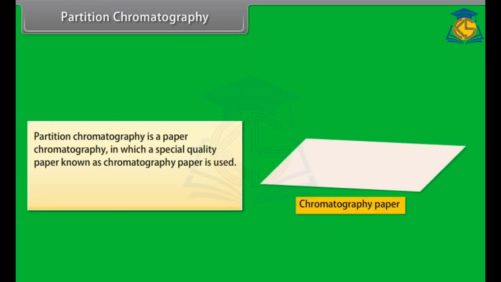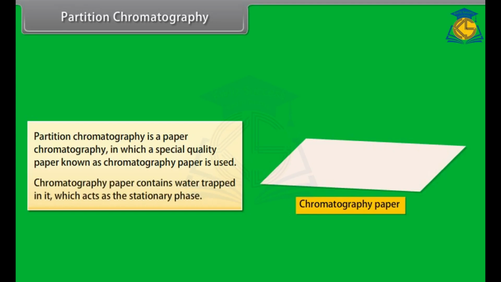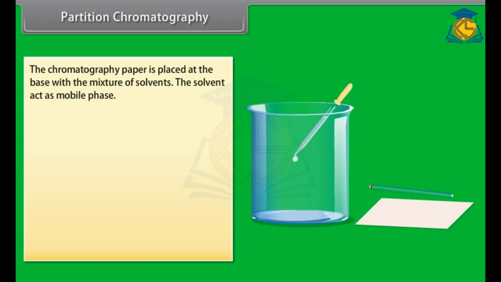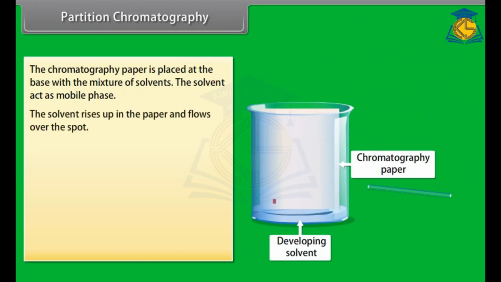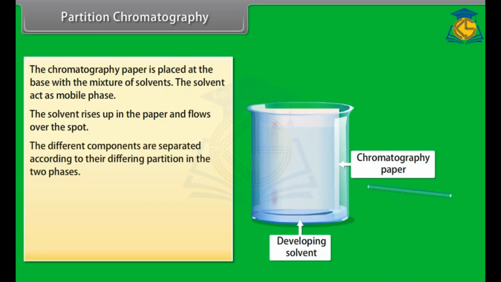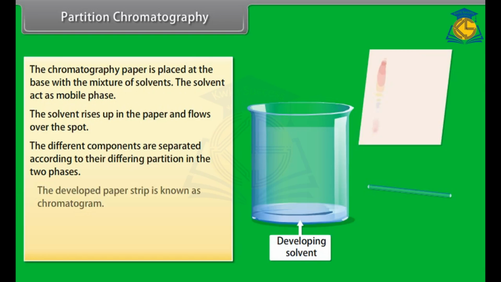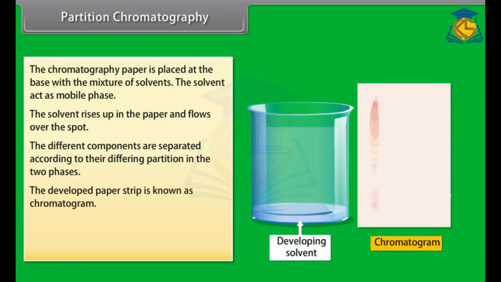Partition chromatography is a paper chromatography in which a special quality paper known as chromatography paper is used. Chromatography paper contains water trapped in it, which acts as the stationary phase. The chromatography paper is placed at the base with the mixture of solvents. The solvent acts as the mobile phase. The solvent rises up in the paper and flows over the spot. The different components are separated according to their differing partition in the two phases. The developed paper strip is known as a chromatogram.